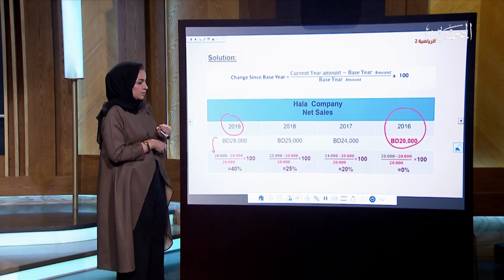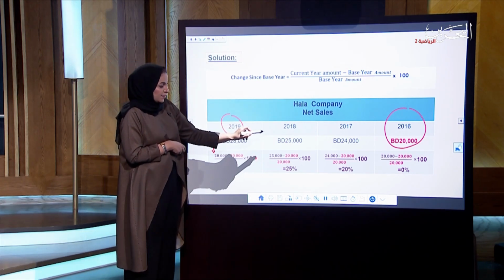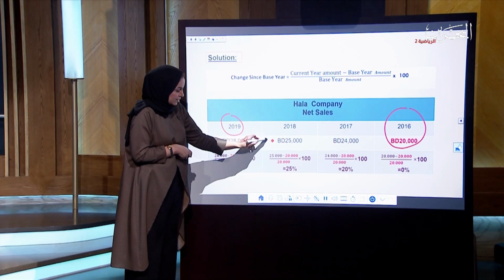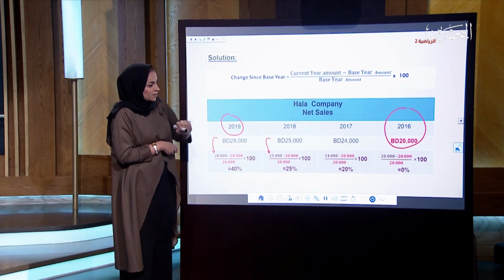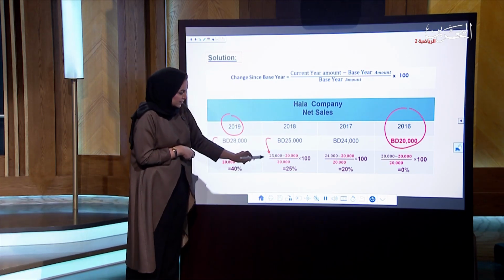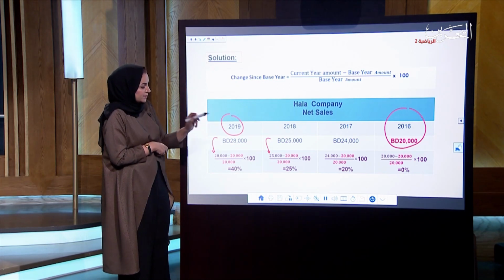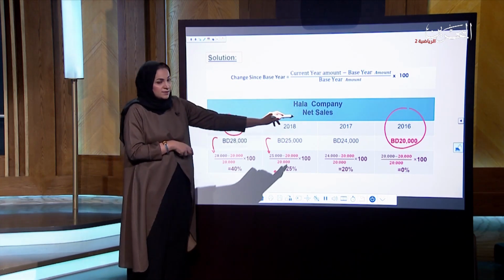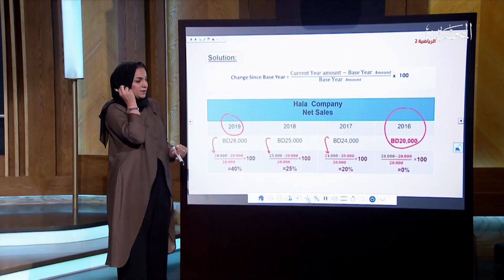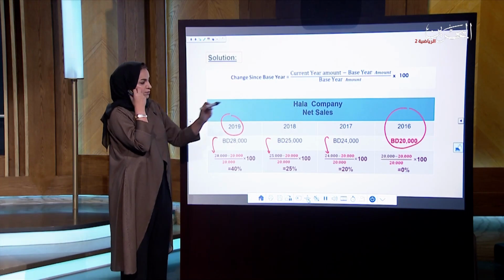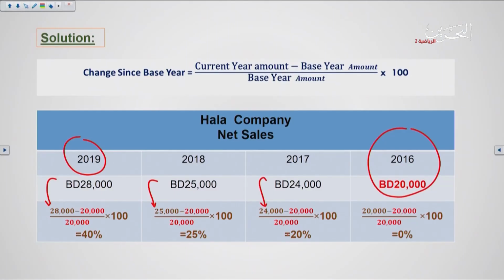The same as 2018. The amount for the current year is 25,000, we just copy it in the formula. And the same, we apply 25,000 minus 20,000 over 20,000 multiplied by 100. The same as 2017, we just copy the current amount. And the same for 2016, the current amount will be the same as the base amount, equal 0%. Okay?